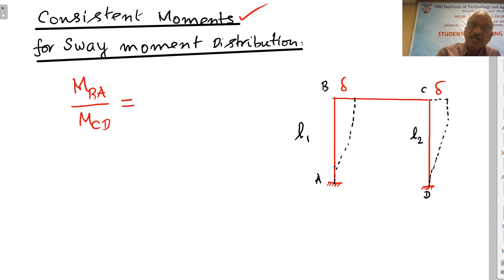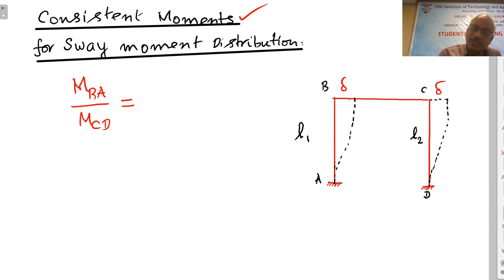Now, when this is delta, we know at both ends the moments developed will be minus 6EI delta by L square. Already we have done this in a number of cases, right? So minus 6EI delta by L square. Suppose the frame sways to the left, it will be plus 6EI delta by L square. So we have done this in the case of beams with the settlement of supports.